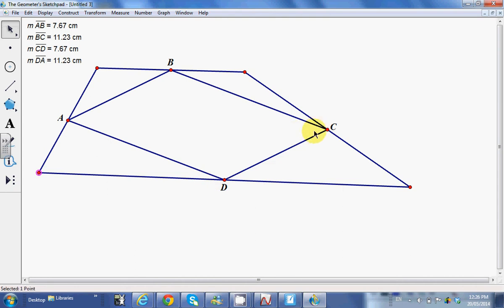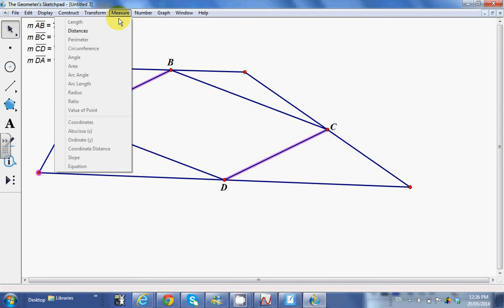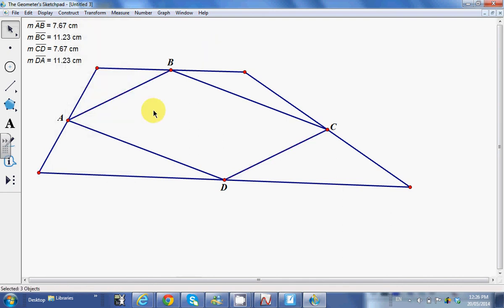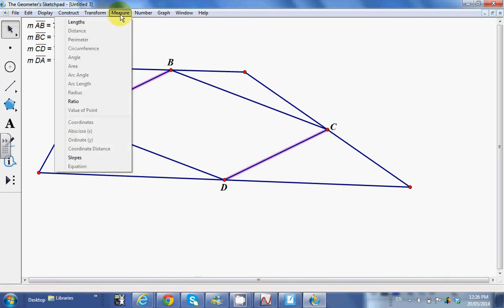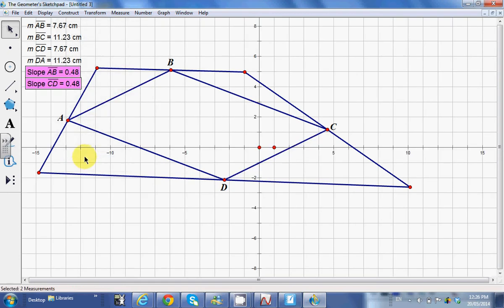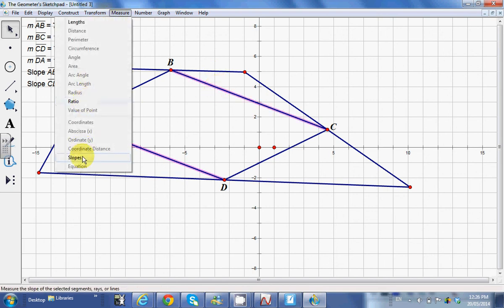Now, is it a rhombus? Is it a rectangle? So we might want to check the slopes again. So we're going to measure slopes. Oops, something must be selected here. There's my slopes, and let's measure these two slopes here as well. Okay, so definitely it's a parallelogram.